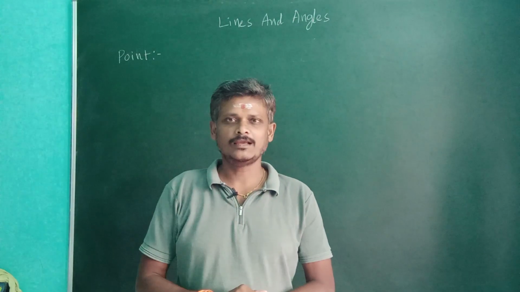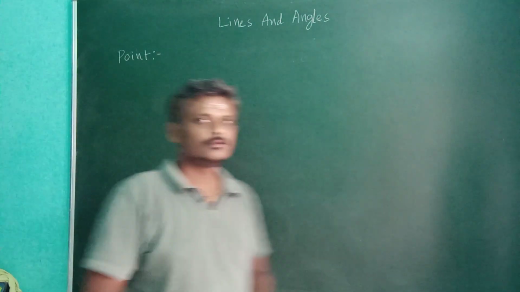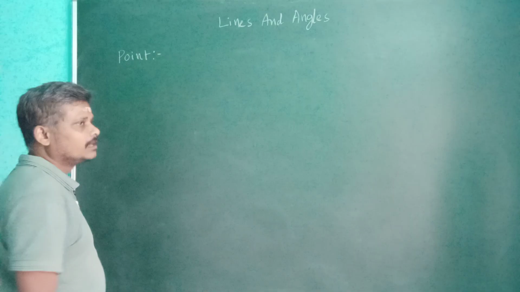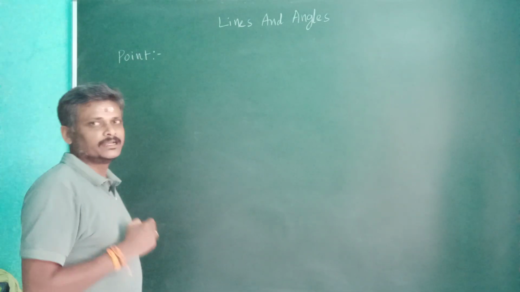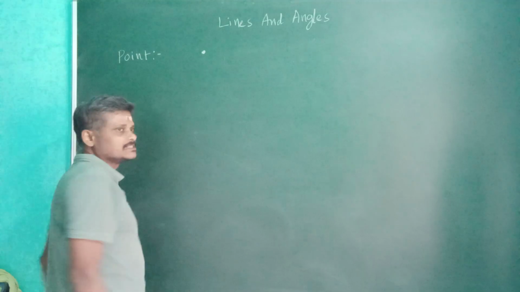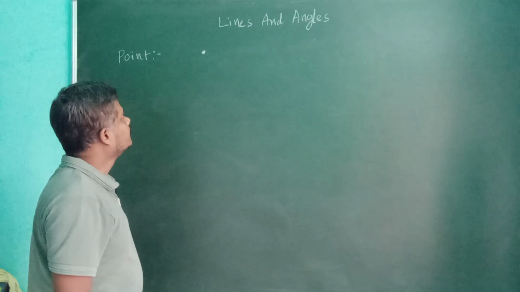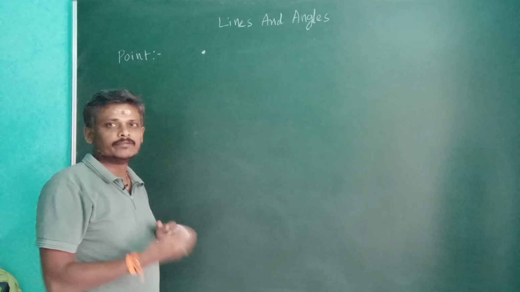Today I will explain lines and angles from 9th class mathematics. Point. A point is represented by a dot which has no dimensions like length, breadth and height. It is the building block of everything.